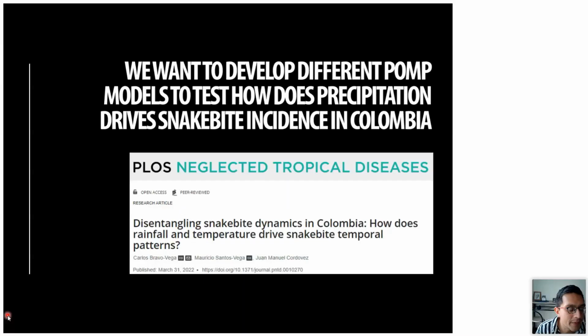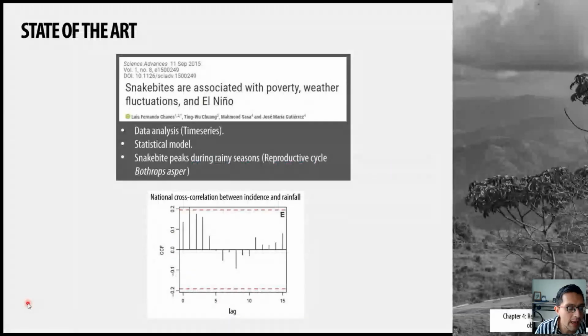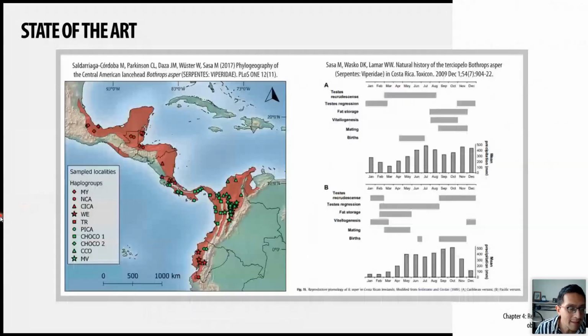we will have problems. And then what we wanted to do is to understand how temperature and rainfall drive snakebite temporal patterns. To perform this, we used the framework from Costa Rica, where, in this work, they found a relationship between rainfall and snakebite incidence, and they explain it by the reproductive phenology of venomous snakes. If you look at the right panel, you can see that births of newborn venomous snakes occur close to the rainy seasons in the Pacific and in the Caribbean of Costa Rica.